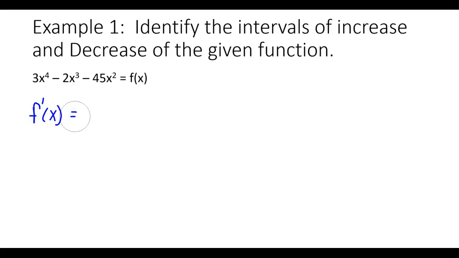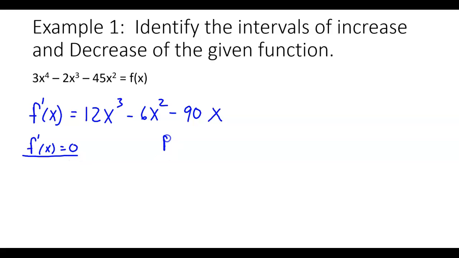So the derivative of this is 12x cubed minus 6x squared minus 90x. All right, once again, we're going to go ahead and find our critical values. So I want to find out where f prime of x equals 0. I also want to find where it's undefined. Now, this is a polynomial, so there's not going to be anywhere where this particular derivative is undefined. But we can find where it equals 0, so let's set that equal to 0.